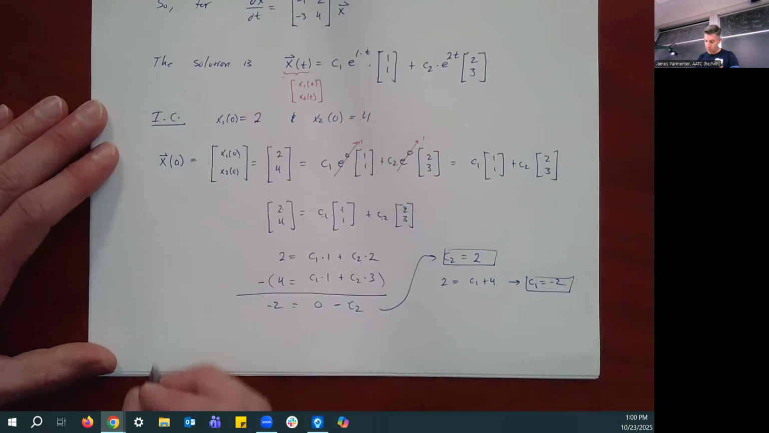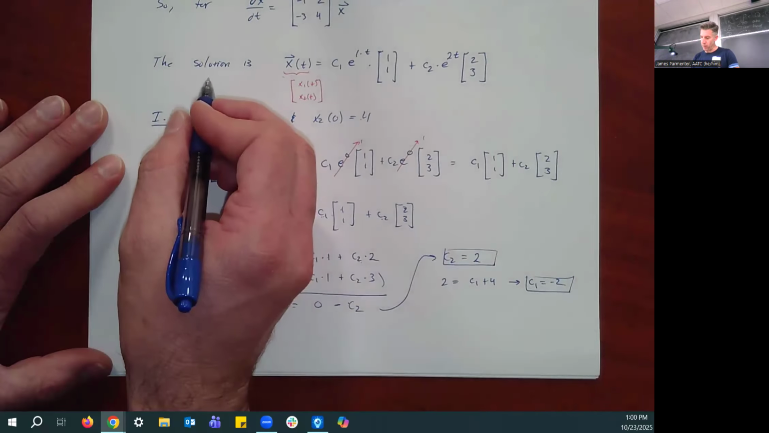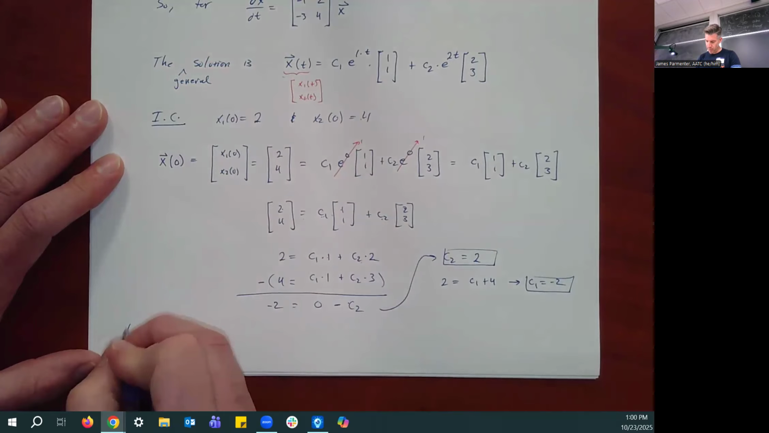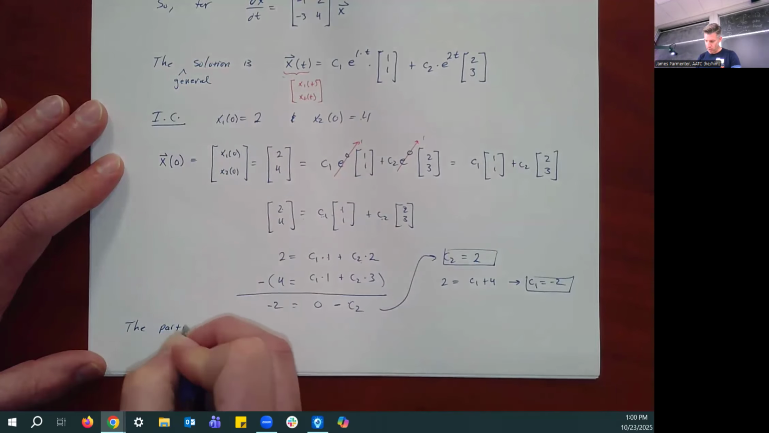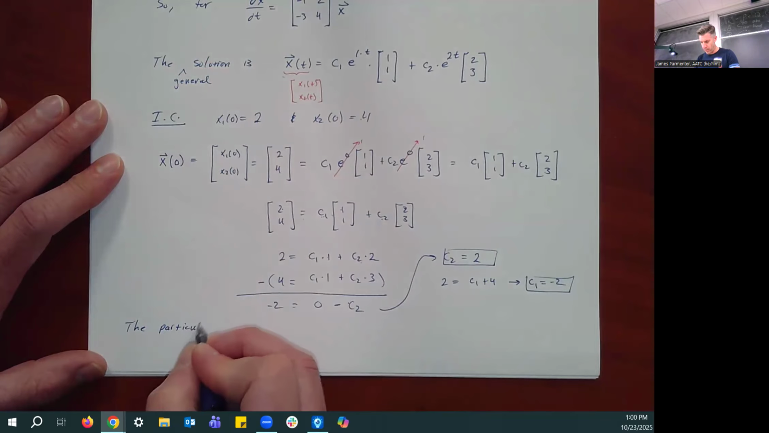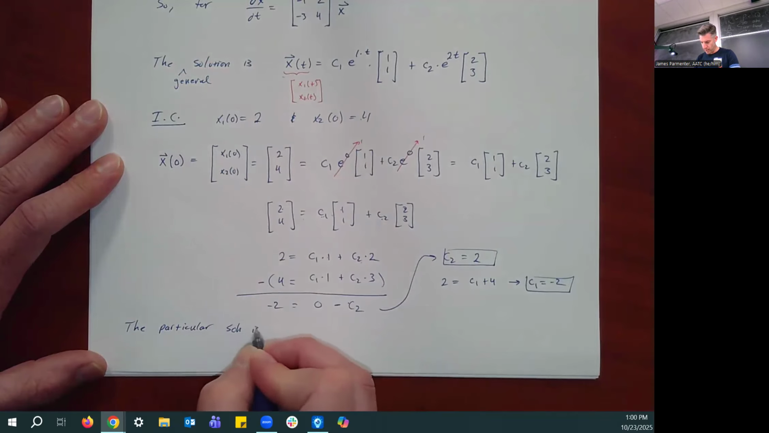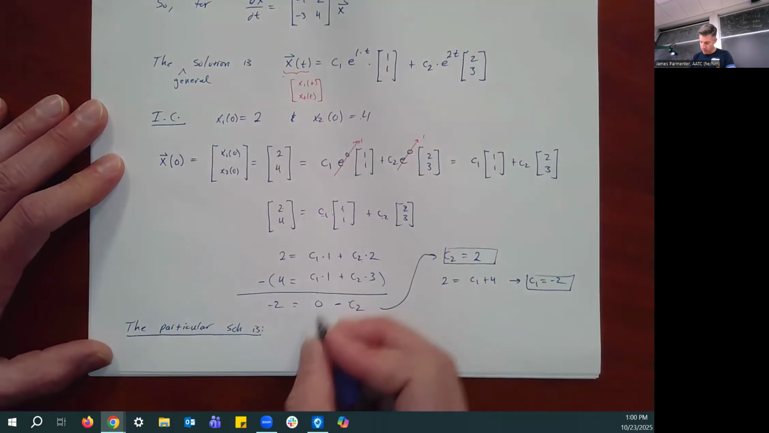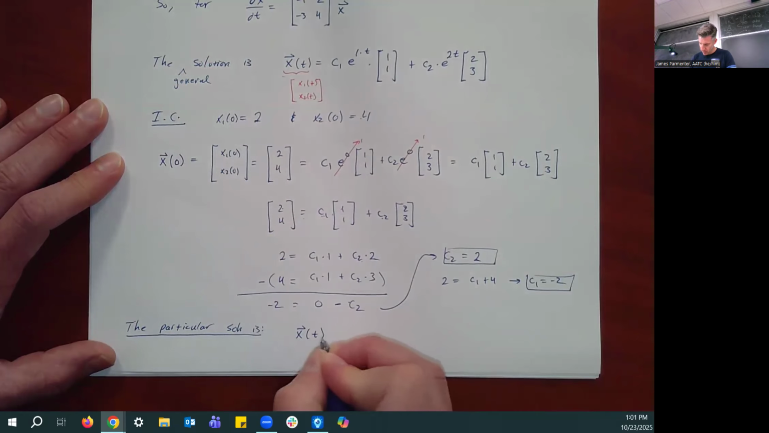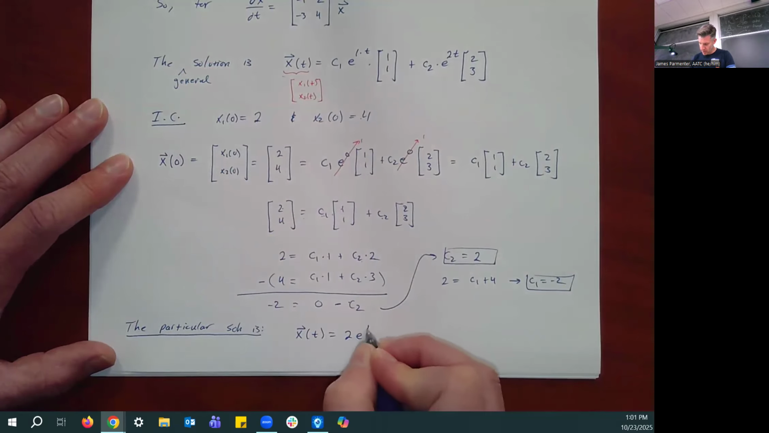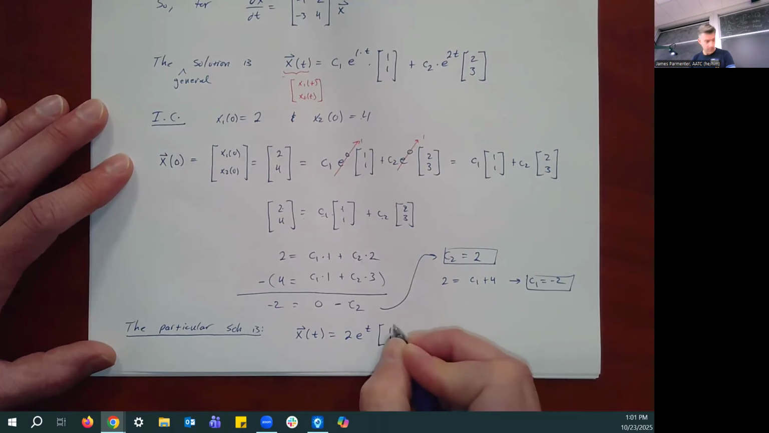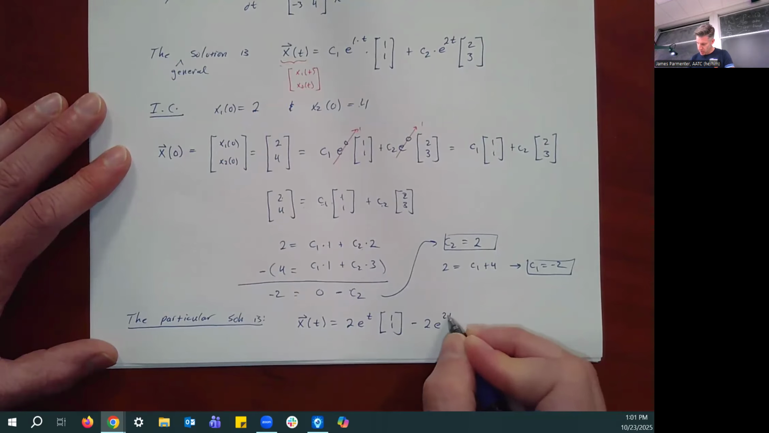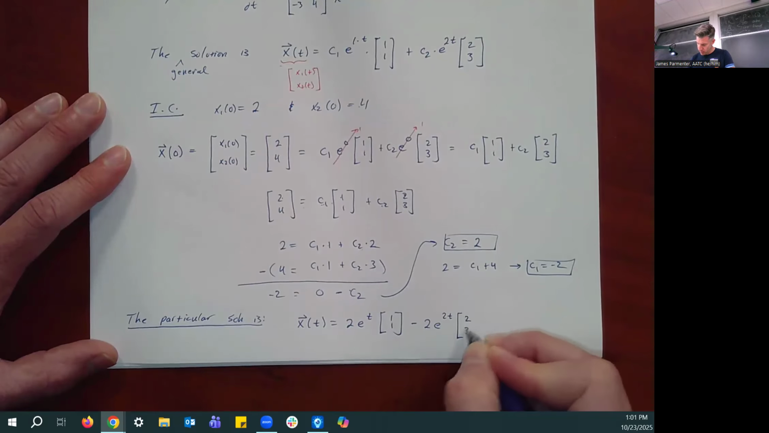So our particular solution, and here I should have written the general solution. Sorry about that. But the particular solution for this whole situation is the same solution just with the C1 and C2 values plugged in. So it's going to be x of t equal to 2 times e to the t times the vector 1, 1 minus 2 times e to the 2t times the vector 2, 3.